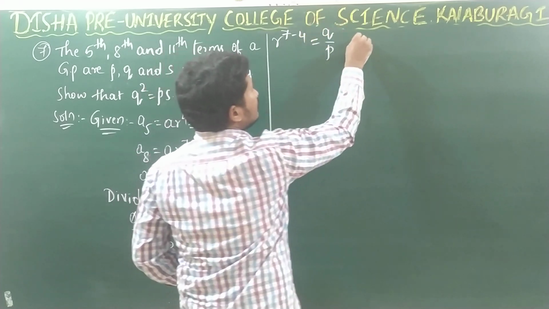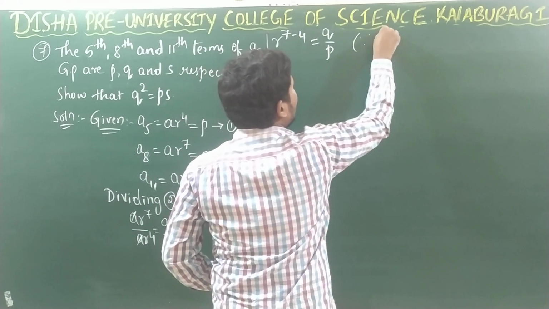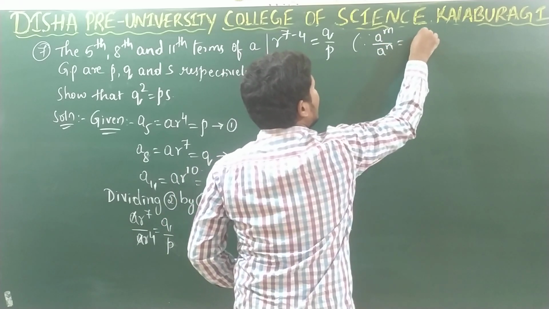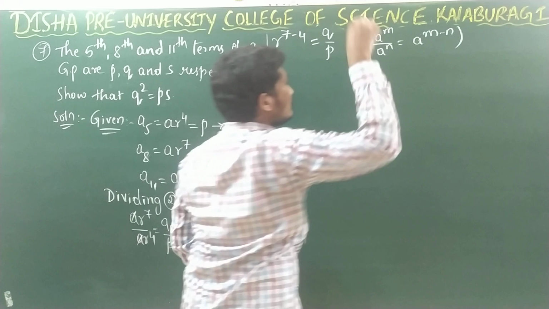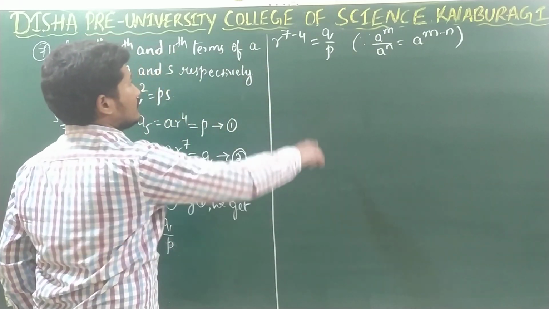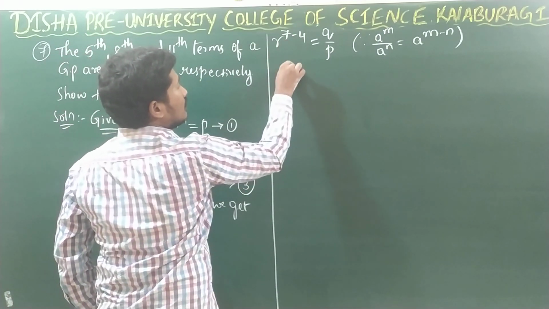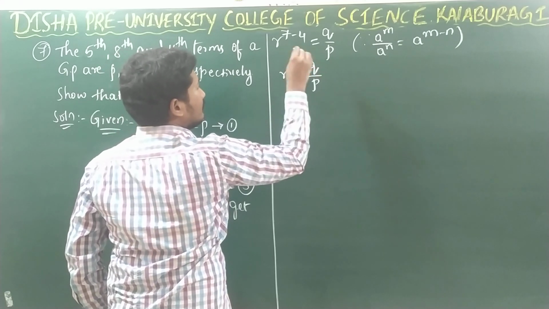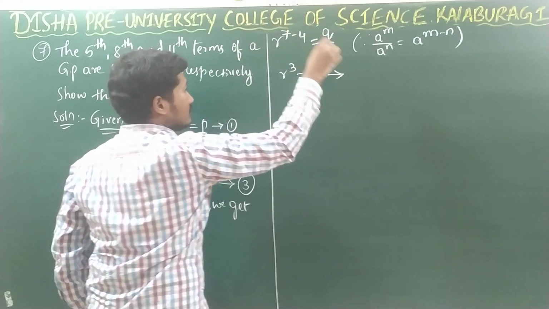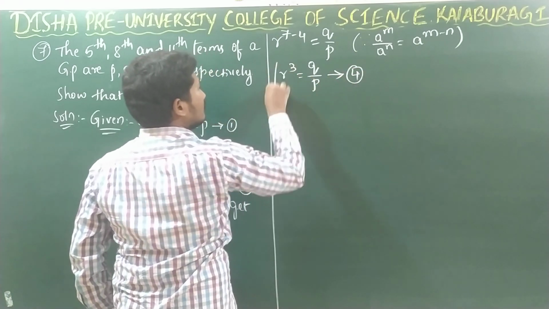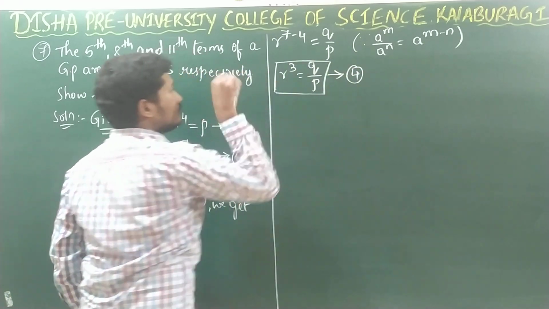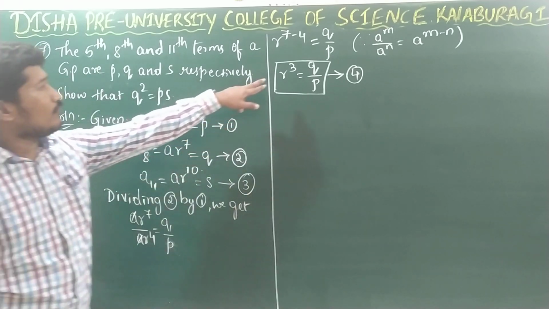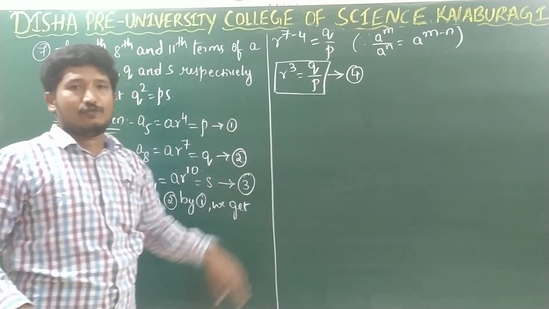How did you write this? Because from laws of indices we know that A power m by A power n is equal to A power m minus n. Next, 7 minus 4 is 3, so R cube is equal to Q divided by P. Let us take this as equation number 4. So I have divided 2 by 1 and got some term, which I take as 4.